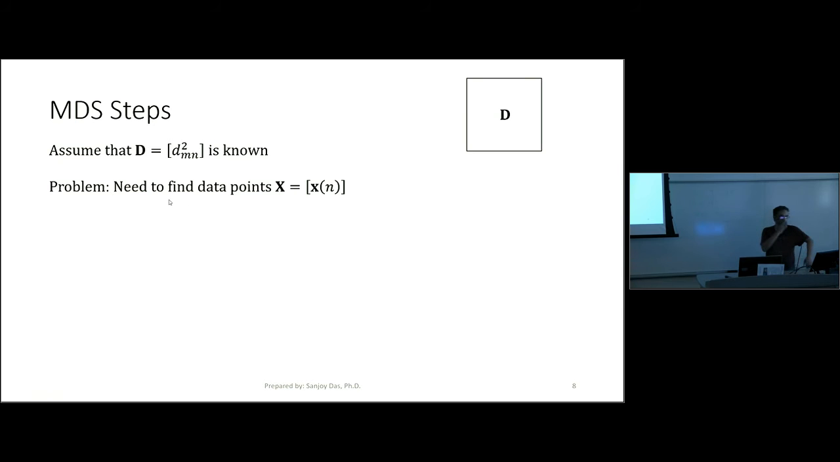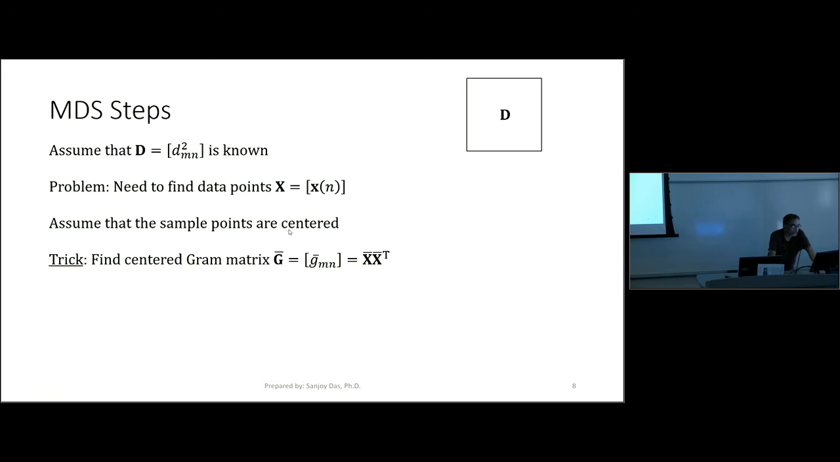And our goal is to estimate... we actually don't have the sample points, we can estimate the centered sample points. There's no way we can estimate what their averages were. So we just assume that the average of all samples was 0. And their relative locations, we can then estimate using MDS. So we assume that the sample points are centered.